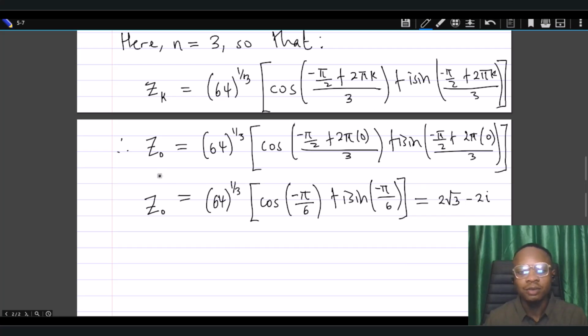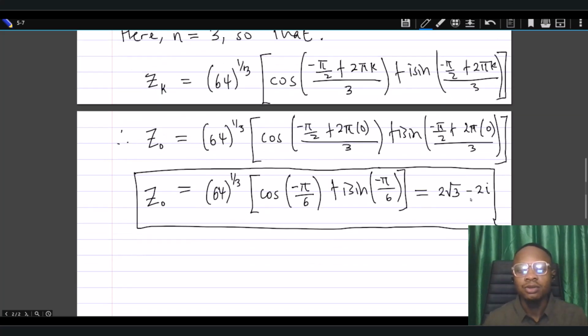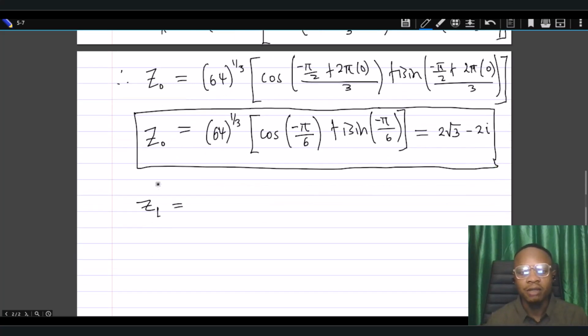So this is one of our results for z, and we can get the other results by just going on with the values of k now. So we know that you can set k equal to 1 to get z1. So when k is equal to 1, this will be equal to 64 to the power of 1 over 3.